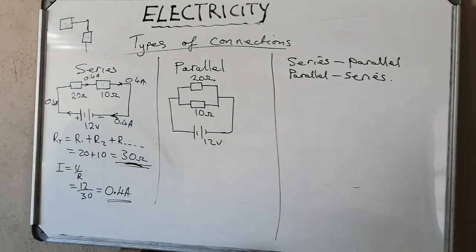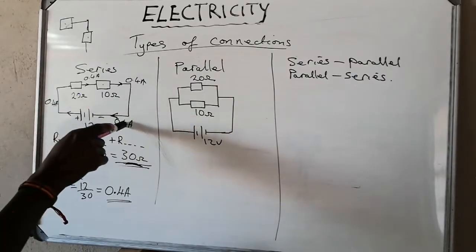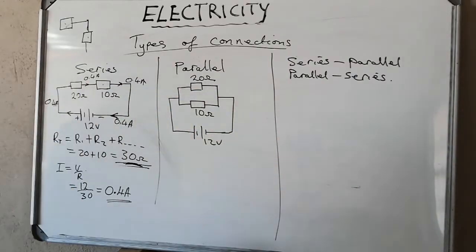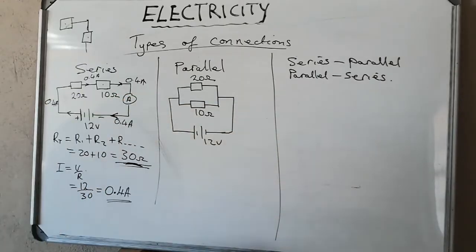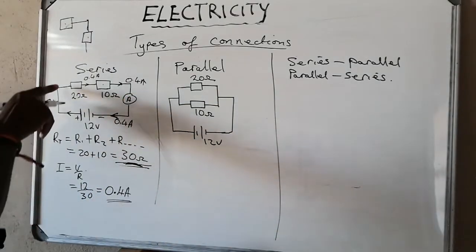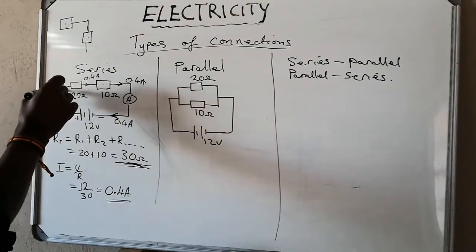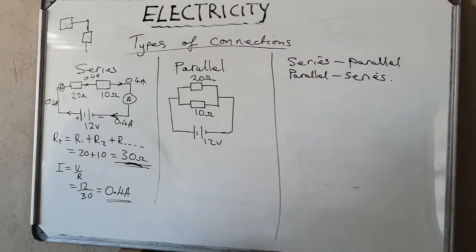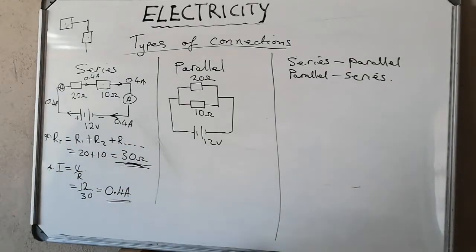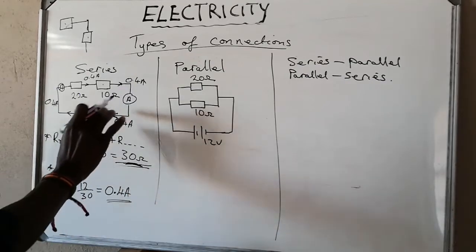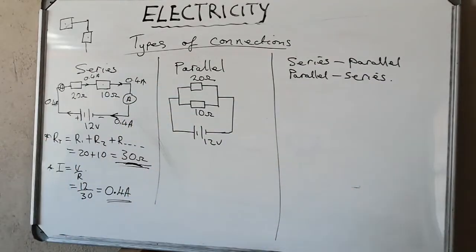So in this circuit, we can also note that the current is the same at any point in a series circuit. If we connect an ammeter here, the ammeter reading will be 0.4. Whether we connect it here, our ammeter will still be 0.4. In a series, current remains the same. Okay, so please note that in a series, the current remains the same. It will always be the same at any particular point in this circuit.